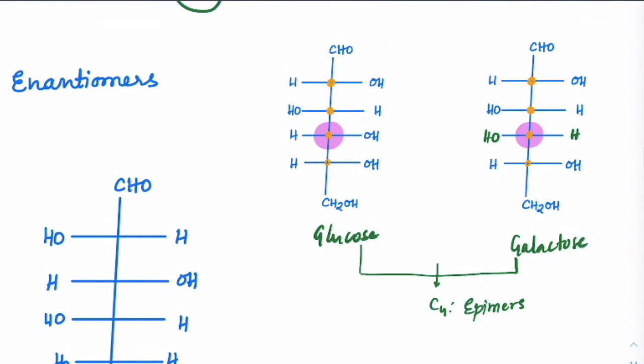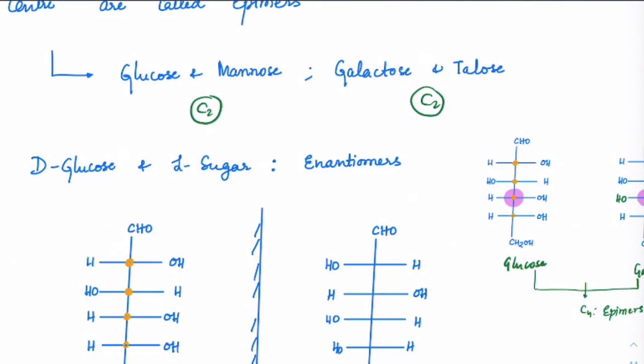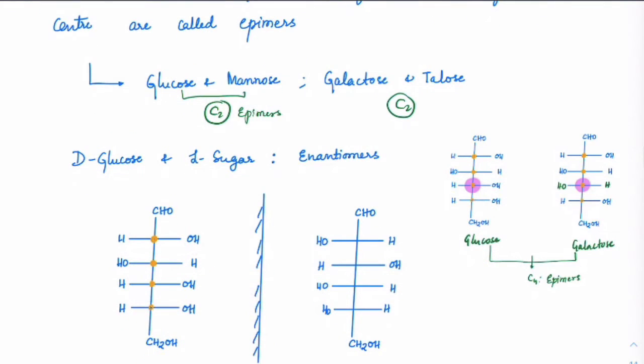And similarly galactose and talose are C2 epimers. Glucose and mannose are C2 epimers. So understand the terminology. When you are using the word epimers, it is changing its configuration only at one position. So glucose and mannose are diastereomers for sure because they are not mirror images. It is only changing position at one place, so it is called an epimer.